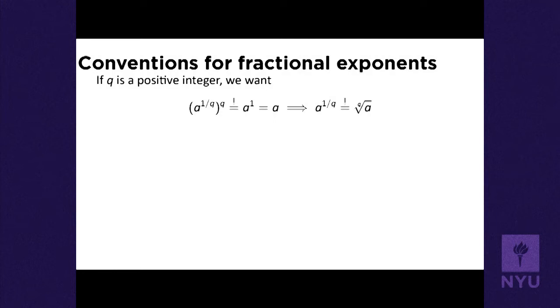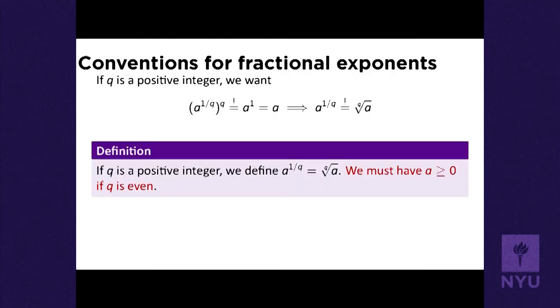Well, if we remember this guiding principle that repeated powers are the same as multiplying exponents, a to the 1 over q to the q power should be the same as a to the 1 over q times q. That is a to the 1, and a to the 1 is definitely a. Okay, so whatever a to the 1 over q is going to be, its qth power is going to be a. But we have a name for that kind of number, the number whose qth power is a. That number is the qth root of a. Okay, so we can define a to the 1 over q to be the qth root of a.